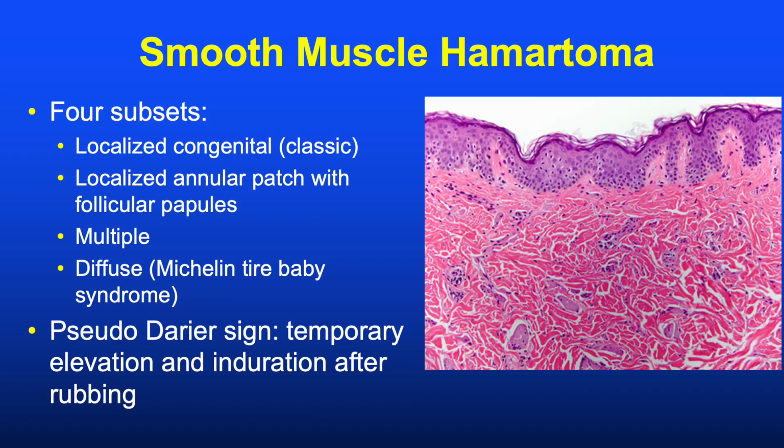Starting with smooth muscle hamartoma, obviously a benign lesion that does have a variety of clinical subsets, but for the pathologist, they all look the same histologically. One interesting clinical feature is the pseudo-Darier sign, where rubbing the lesion may cause some elevation and induration that mimics the urtication of cutaneous mastocytosis.